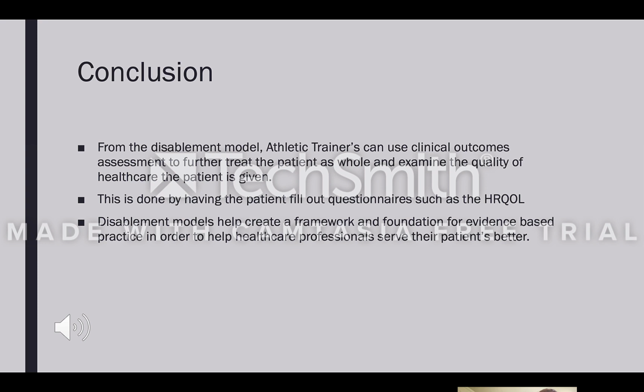The disablement model creates a framework and foundation for evidence-based practice. This is to help the healthcare professionals serve their patients better and get a better understanding of how to get the patient to everyday life and reach their goals.